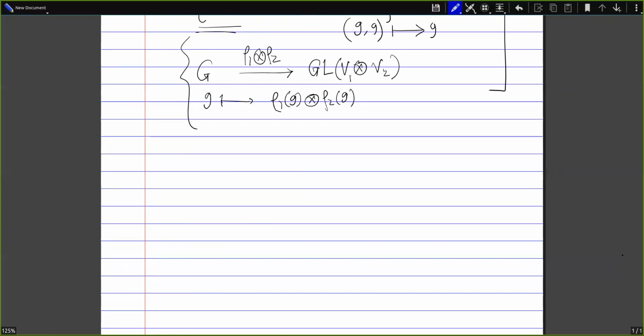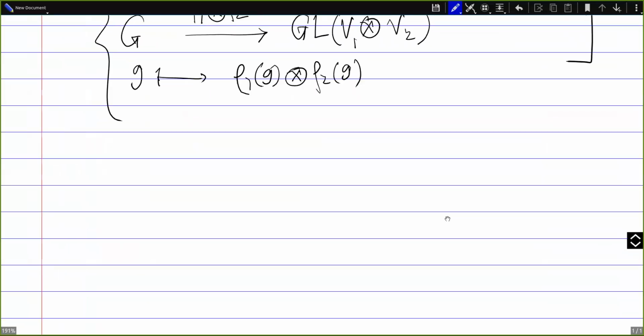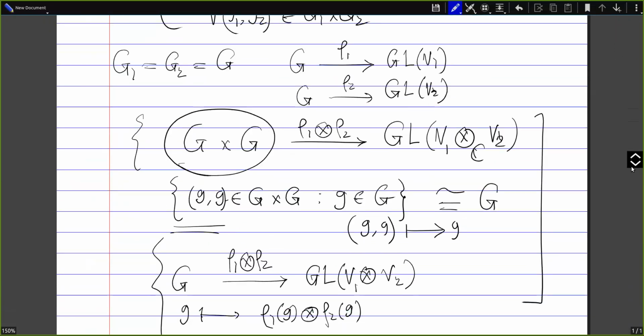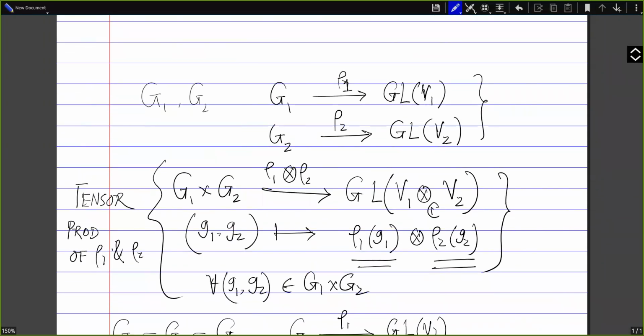Okay, so what we will show is the following. Before stating the theorem, let's observe one thing which is very obvious: suppose the character of rho 1 is chi1 and of rho 2 is chi2, then the tensor product has character chi1 times chi2.